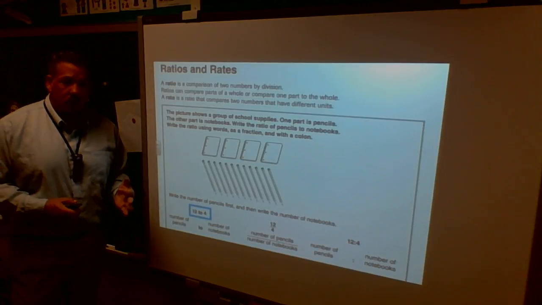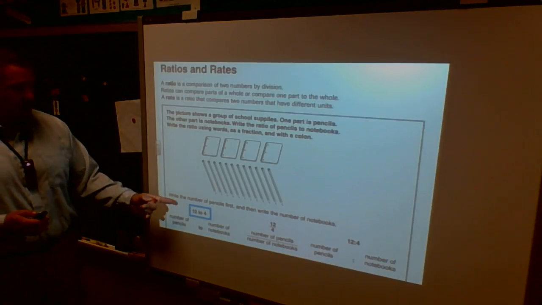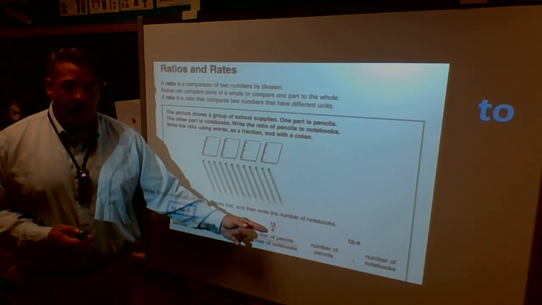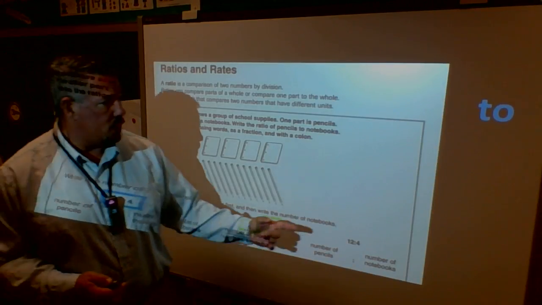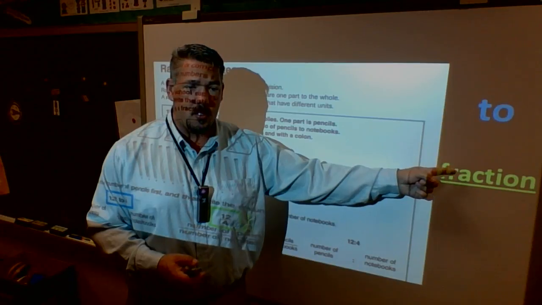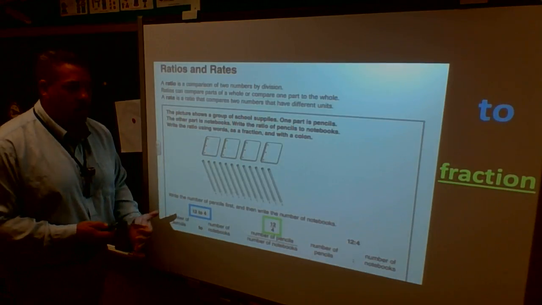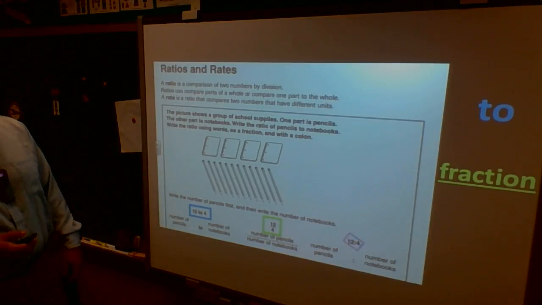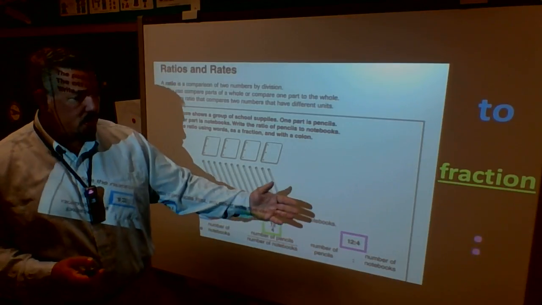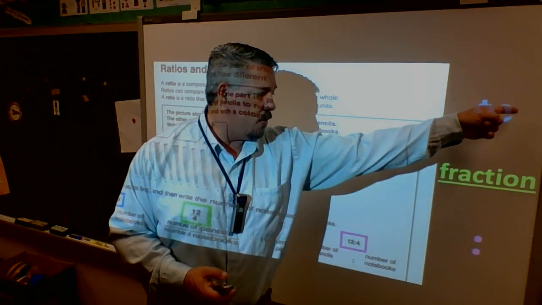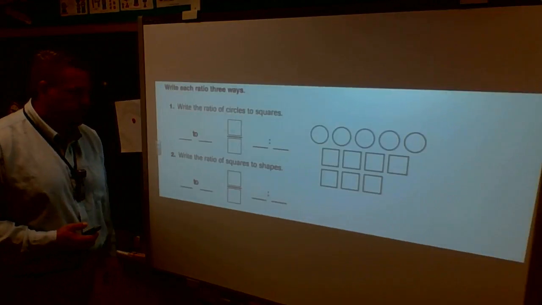When we talk about writing our ratios, we remember there are 3 different ways. We can use the word to. We could write it as a fraction, and we remember that the top number is always the one that's listed first in the ratio comparison. The bottom number, the denominator, is always listed second. Or we could use the colon, and the colon just separates, just like the to. So we have the first one that they talk about, and then the second one that they talk about.